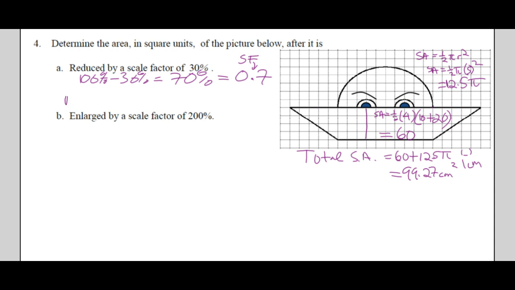Our area is the square of the scale factor times the original area, 99.27. And let's just call these units. Units squared. Okay, so we'll say this is 1 unit. Okay, however big they actually are, doesn't matter. Okay, so we need 0.7 squared times 99.27, which is, I worked it out.